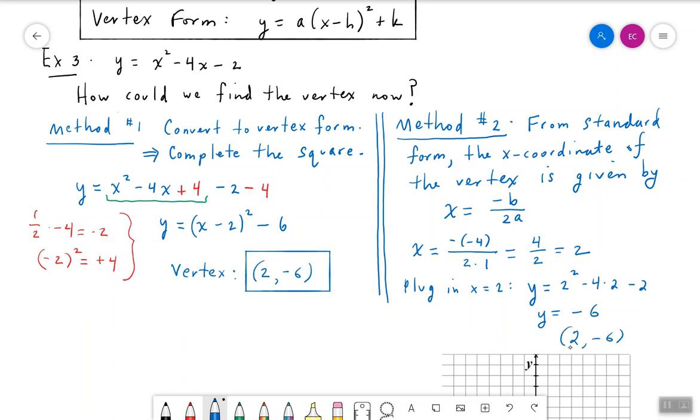We can write the same answer again. We got the same answer by each method. Think about which method you like better and practice both of them. Completing the square is an important idea. Okay, so let's go ahead and finish the graph now for example number 3.